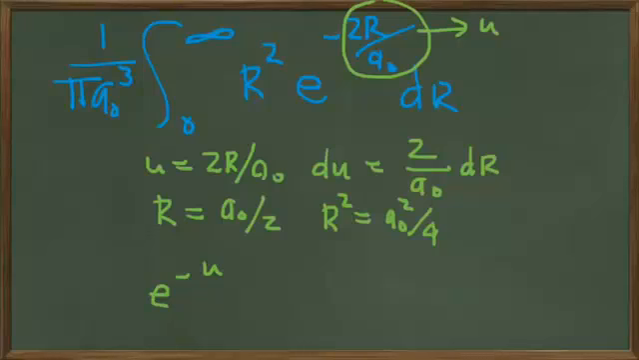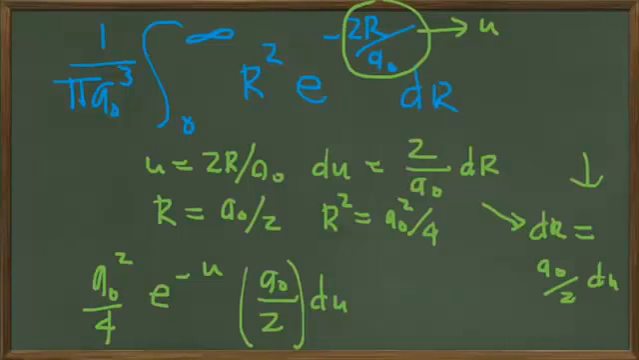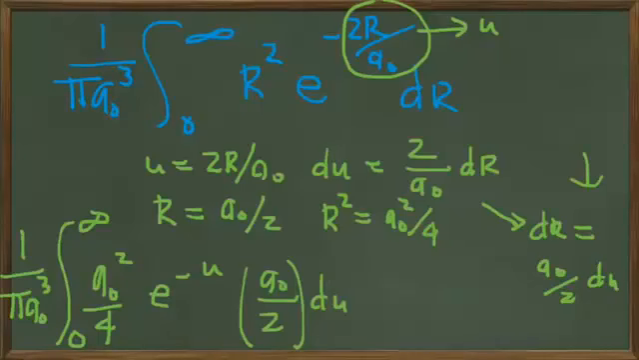dr is, from this calculation here, a0 over 2 times du, and then r squared is a0 squared over 4, and we're still integrating between 0 and infinity, because when we do the transformation between u and r, they're just multiplied by a constant, so the limits of integration stay the same.